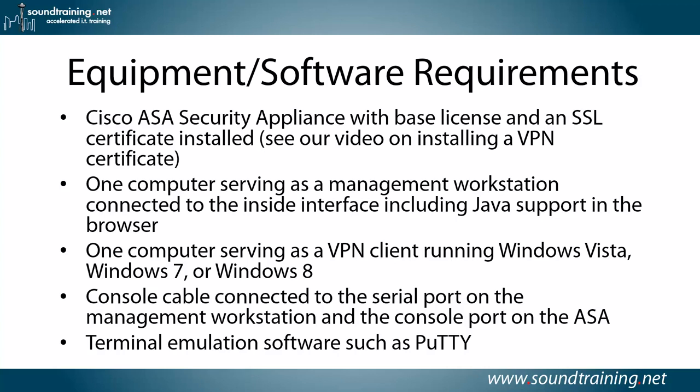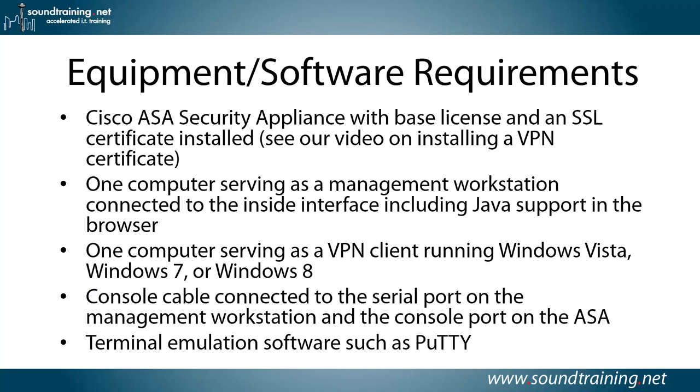Here are the equipment and software requirements. As I mentioned, a Cisco ASA security appliance with a base license and an SSL certificate already installed. If you don't know how to do that, we have another video on installing a VPN certificate. Watch that first, get that certificate installed, and then come back to this video. If you don't want to spend the dough, pretty much every vendor will allow you to install a trial certificate, maybe a 30-day or a 90-day certificate, and that would certainly be sufficient for doing the procedures that I'm going to show you in the video.